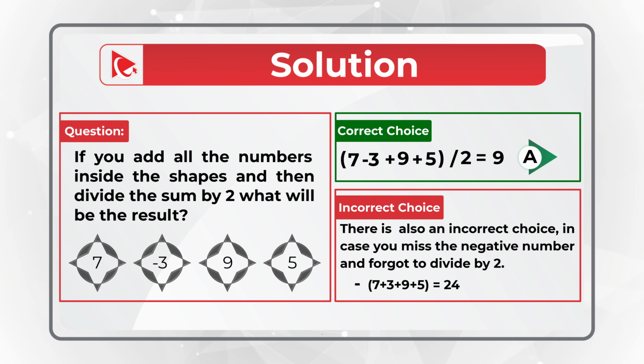Also, if you don't see the negative number and forget to divide by 2, there is a choice for that as well. And if you just forget the negative number, there is a choice for that as well. Which tells me that you have to read the instructions carefully. Hopefully you're one of those people who does it all the time and now know how to answer similar problems on the test.